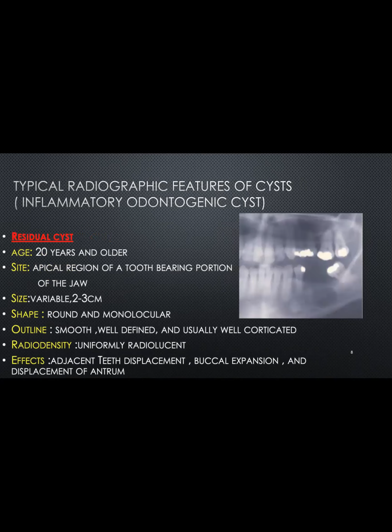Now, the second one is the residual cyst. This is a cyst that remained after the causative tooth was extracted. So it usually happens in patients that are 20 years or older. It happens at the apical region of the tooth-bearing portion of the jaw. So it's apical to where that tooth was. It's 2 to 3 centimeters, round, monolocular. It also has a smooth, well-defined, and usually well-corticated outline. It's radiolucent. It could also cause teeth displacement, buccal expansion, and displacement of the antrum if it gets too big.